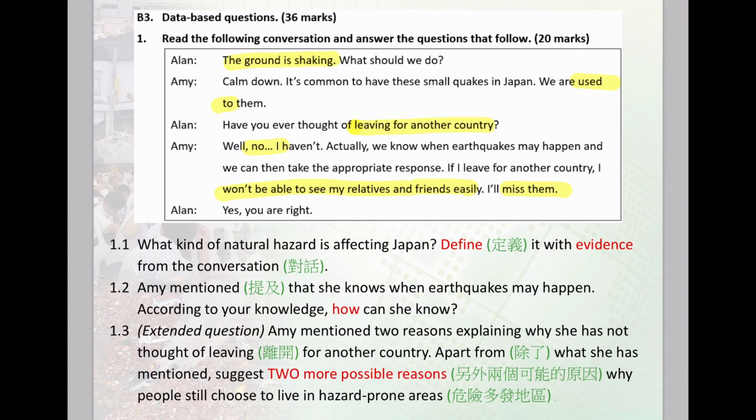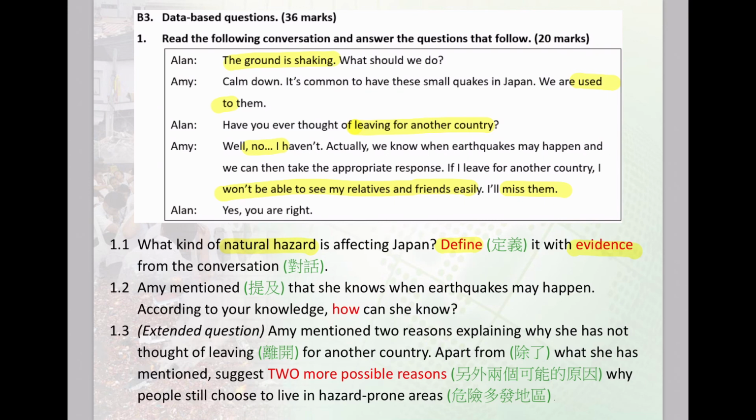Other questions. What kind of natural hazards is affecting Japan? So is this a flooding, a landslide, earthquake, fire? What happened? Please put this down. Define it. What is the definition of that natural disaster? What does it refer to? With evidence from the conversation. So can you quote what Alan or Amy have said in the conversation to support your answer in stating what natural hazards is actually affecting Japan?